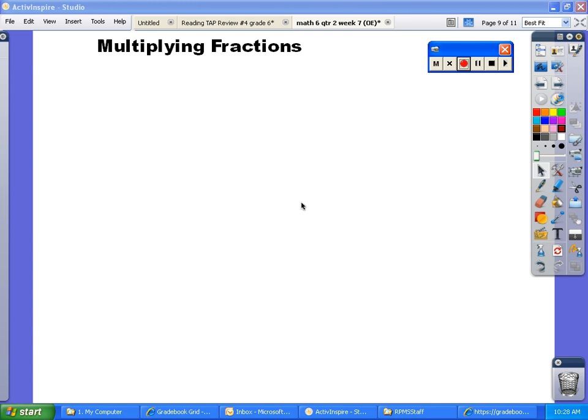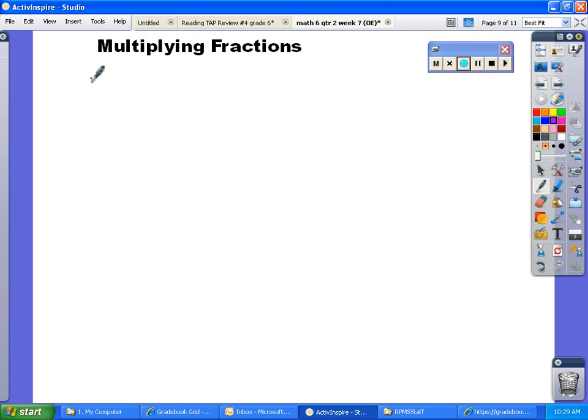Today, what we're going to do is learn how to multiply fractions. You should receive a set of notes to help you, but you can also use this video at home. Probably multiplying fractions is the easier of the four different operations.